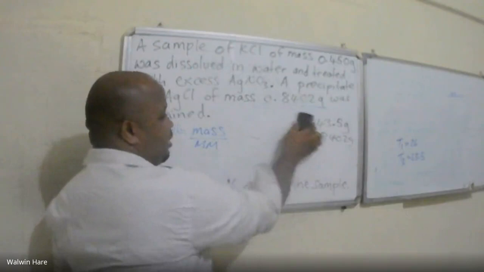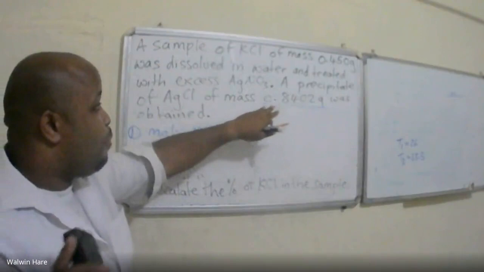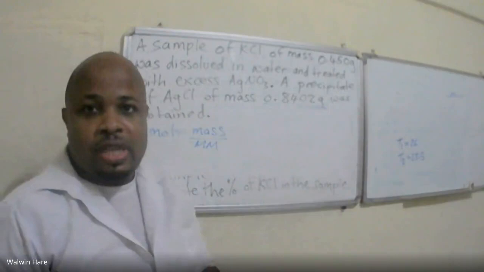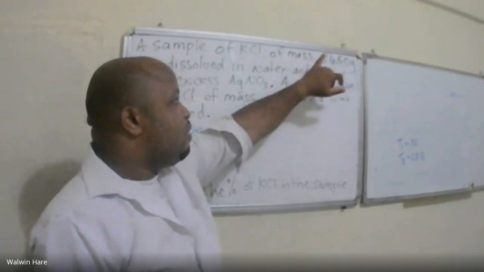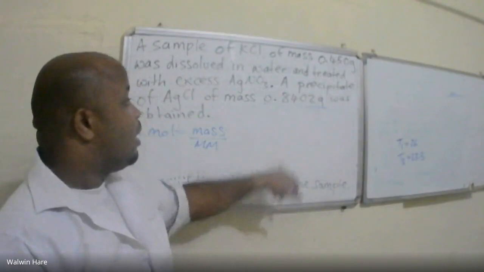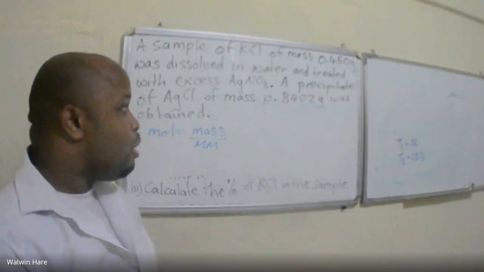And at the end, once it's precipitation gravimetry, this is how the question sets up. You will have a sample. The sample will have a mass, or if it's a liquid sample, like water, you would have a volume. If it's a liquid sample, you will find the concentration. But if it's a solid sample, you will be asked to calculate the percentage. At the end, you will get the mass of the precipitate, and the first thing you're going to do is calculate the mole of it.